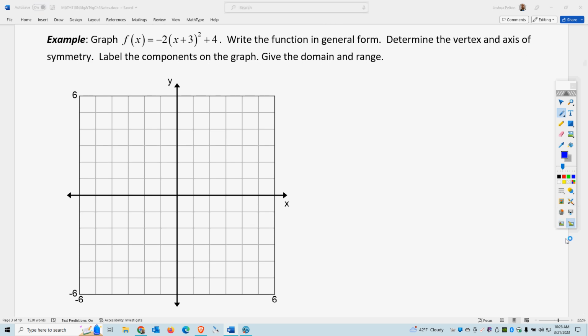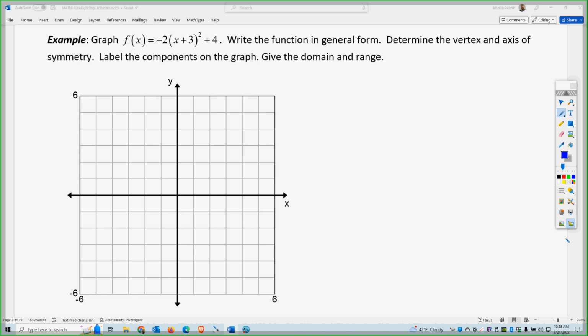So the first one is in vertex form. We want to write the general form, or the quadratic general form. There are general forms for many functions. We want specifically the quadratic. So f of x equals negative 2 times (x plus 3) squared plus 4 is the vertex form. As a result, the vertex is negative 3 comma 4, right? So that's pretty handy. I'm going to go to negative 3, 1, 2, 3, 4, and put the vertex.